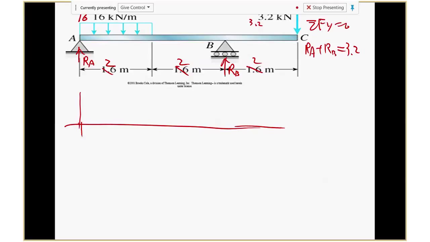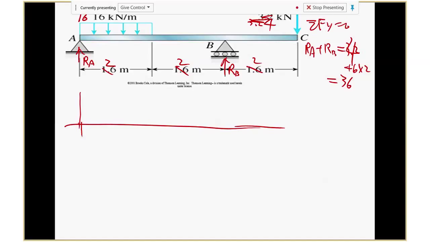Then how about make this one 4? I like it easy to calculate, so this will be 4. All right, then plus the force generated by the Q. What's the force generated by Q? Q times this distance, so 16 times 2, right? So plus 16 times 2. So what's this value? 4 plus 32, so it will be 36, right? RA plus RB equals 36. Is that correct? 4 plus 32, so 36. All right, so we know RA plus RB.